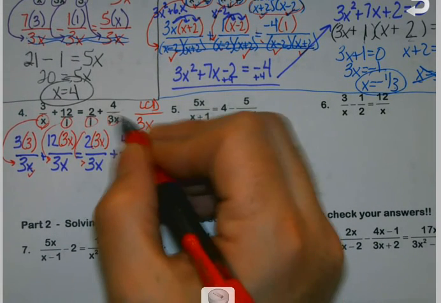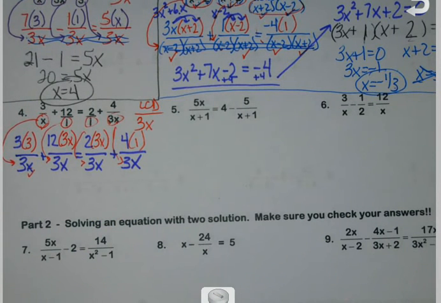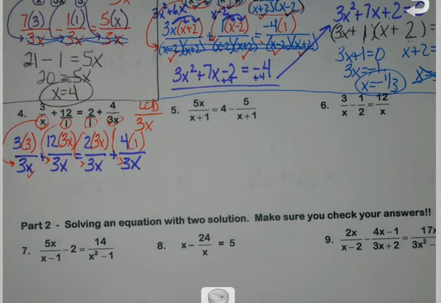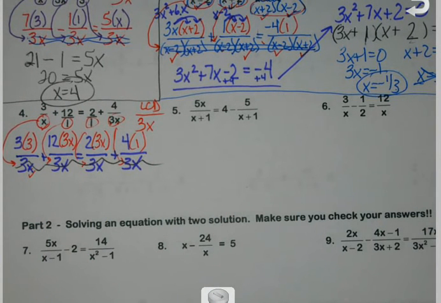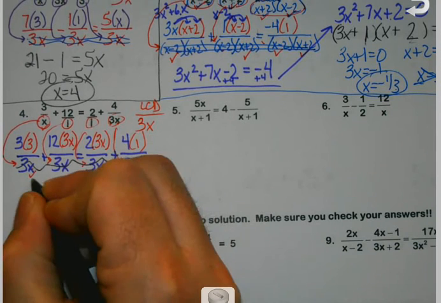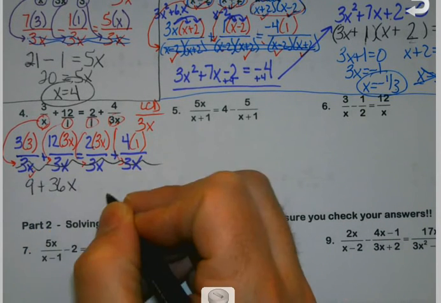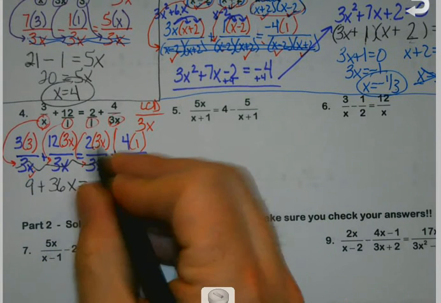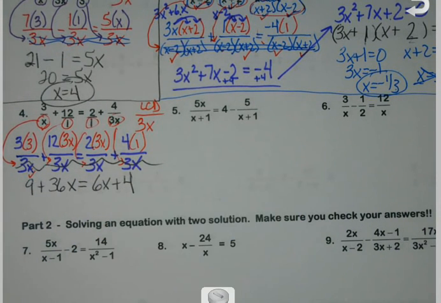And then on the last one, I really don't need anything, but if I want to put something, I can put a 1. Again, once I have that common denominator and have rebuilt my numerators, get that out of there. Let's see what we got left. 9 plus 36x equals 6x plus 4.